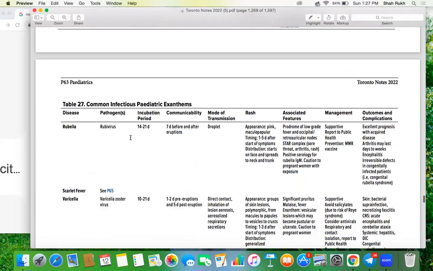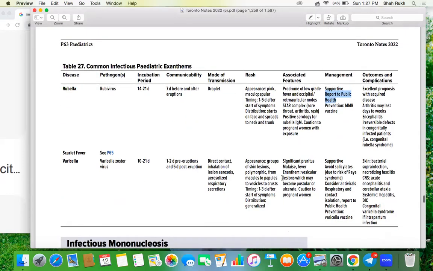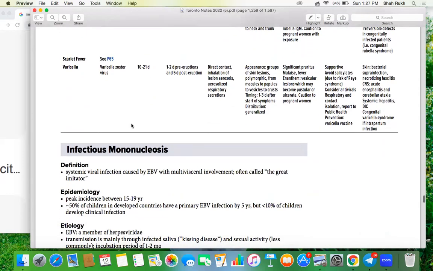Then rubella. Rubella is basically caused by which organism? How is it going to spread? How does it look? And what you are going to do, because this has immunization, is report to the public health. Then outcomes. Then scarlet fever is nice, so it will return downward, we will see that.